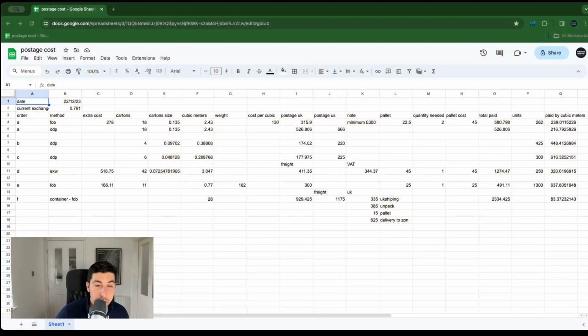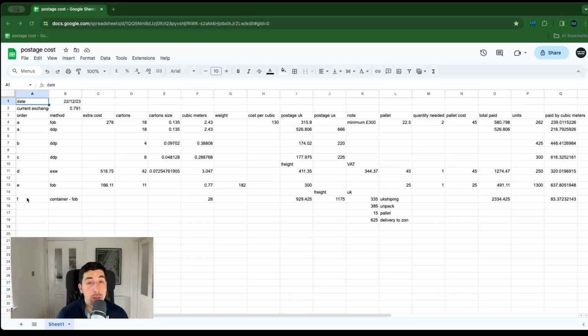Which brings me to my spreadsheet. I'm just going to get a spreadsheet up for us, and I'll show you. On my spreadsheet, I've got one, two, three, four, five, six. So we've got six shipments that we're going to be talking about today.